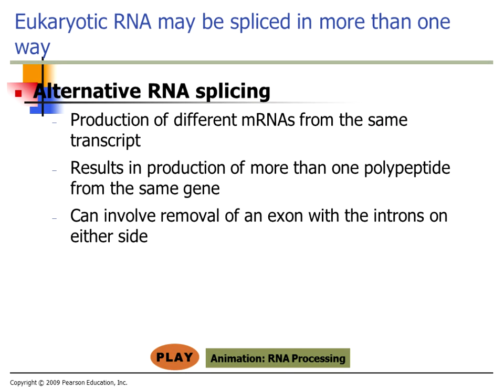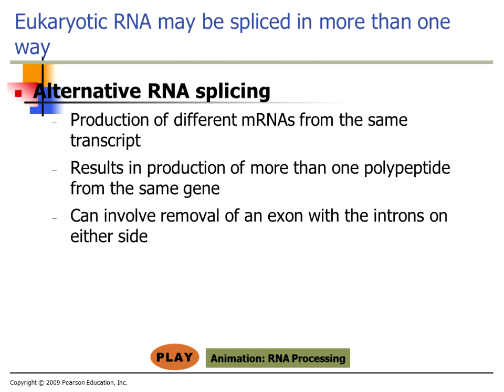Okay, now let's talk about alternative RNA splicing. What I had told before is that the RNA is spliced to get rid of the introns and splice the exons together, right? Well, for some proteins, it could be a little more complex than that.